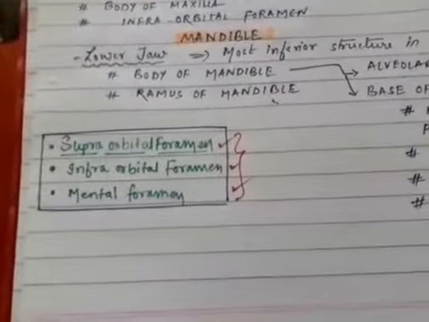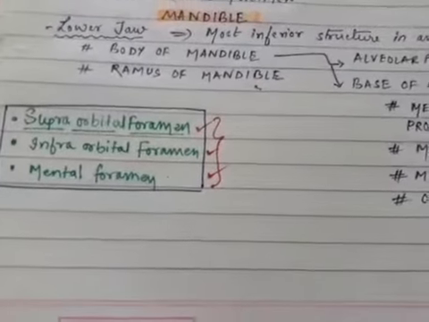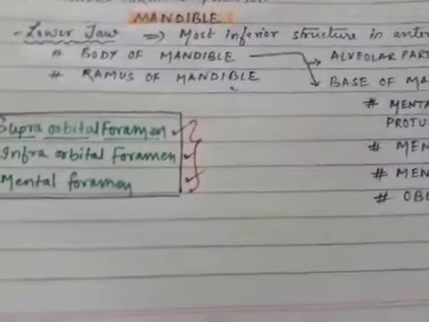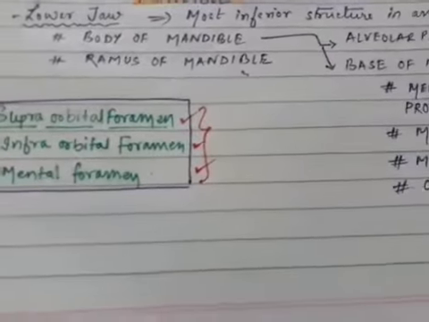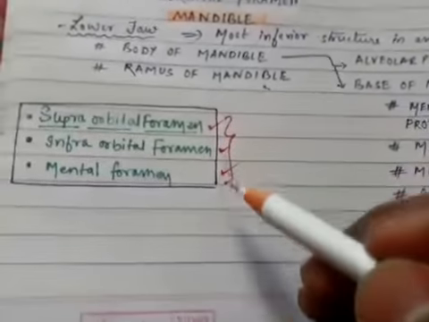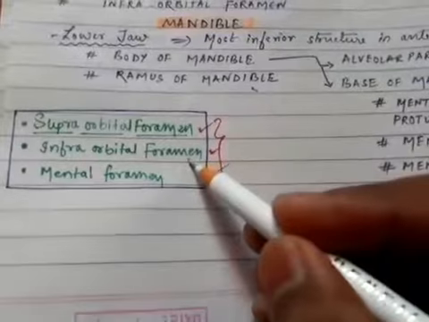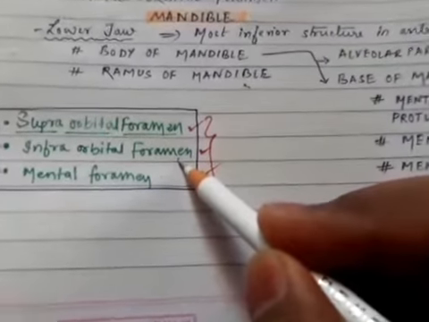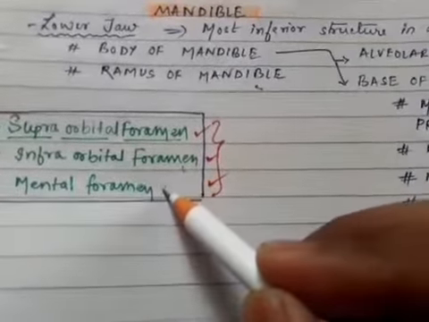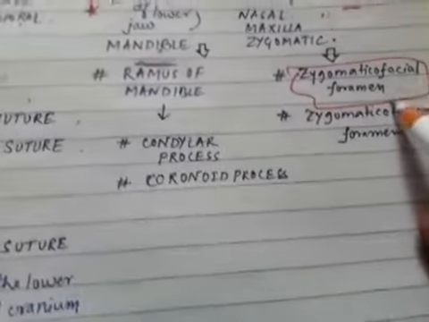Now the question lies here: what are the structures that pass through these foramens? So the answer is, through the supraorbital foramen pass the supraorbital nerve and vessels. Vessels means both artery and vein. Through the infraorbital foramen pass the infraorbital nerve and vessels, and through the mental foramen pass the mental nerve and vessels. Very simple. In the lateral view, we have the zygomaticofacial foramen. Through this passes the zygomaticofacial nerve.